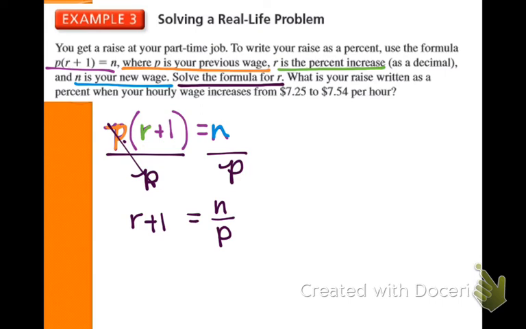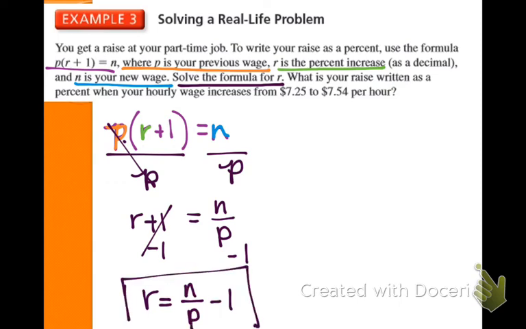You want to get r by itself. What is on the same side as r? That plus 1. So to get rid of it, you're going to do minus 1. Some students don't like this, but here's the thing. Can you subtract a letter from a number or a number from a letter? No. So you just write them next to each other. So n divided by p minus 1. That is this equation written with r. It's not pretty. It will never be pretty, but that is okay.